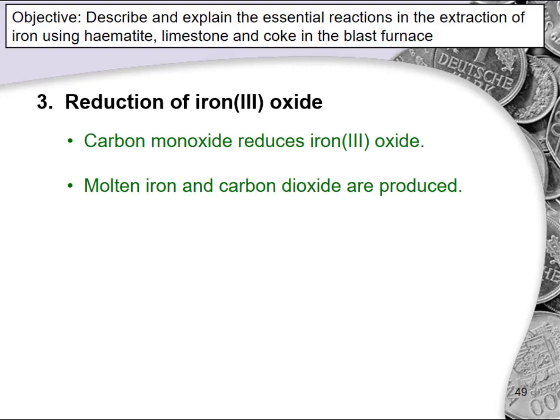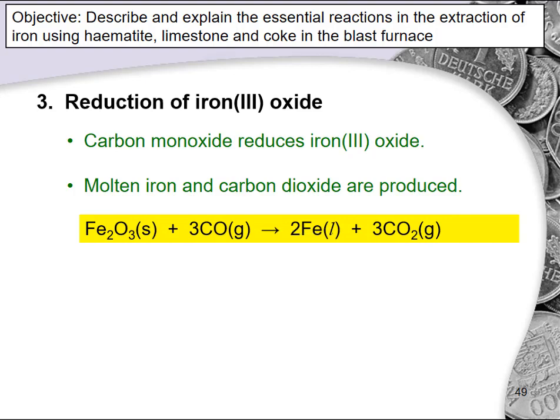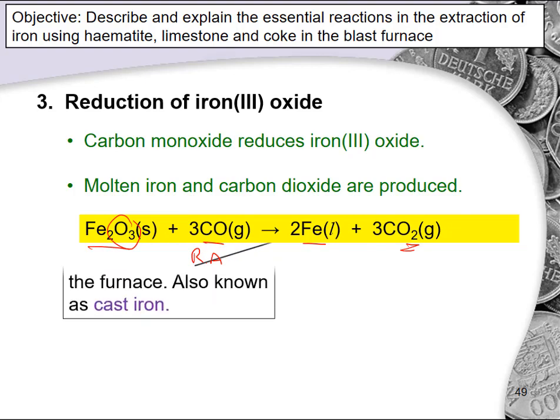Next, the carbon monoxide reduces iron trioxide. The molten iron and carbon dioxide are produced. So you can see in this equation, iron trioxide Fe2O3 reacts with carbon monoxide, the reducing agent. This reducing agent removes the oxygen away from the iron trioxide, so the iron can be formed, and by removing the oxygen away, carbon monoxide becomes carbon dioxide. For every carbon monoxide, it takes in one more oxygen, so it forms carbon dioxide.